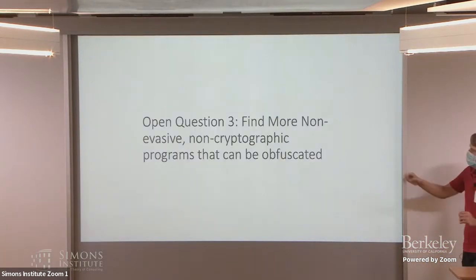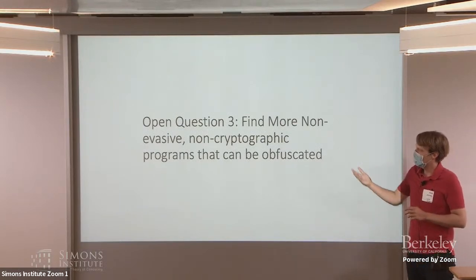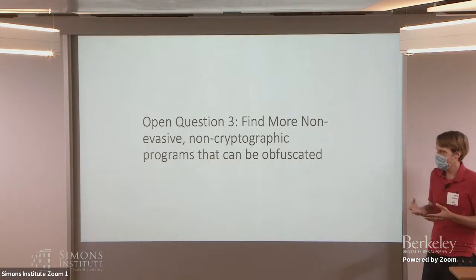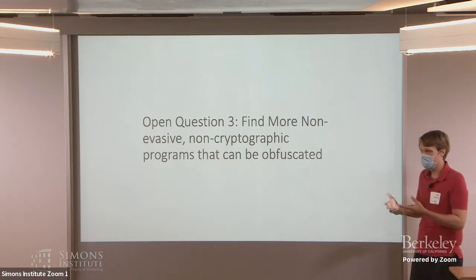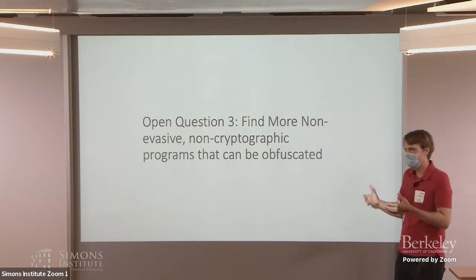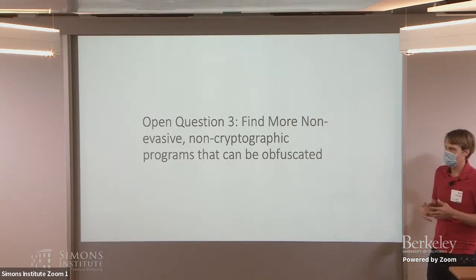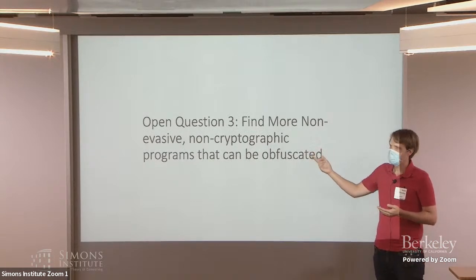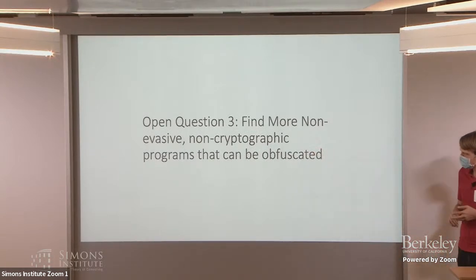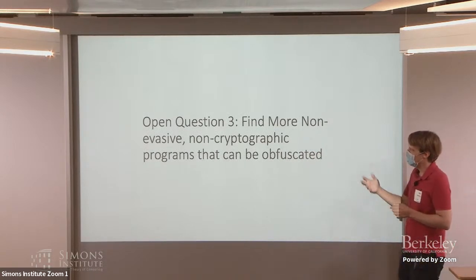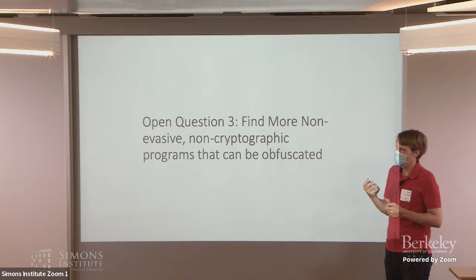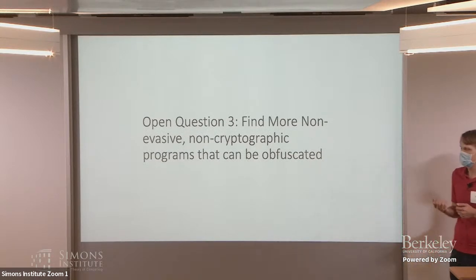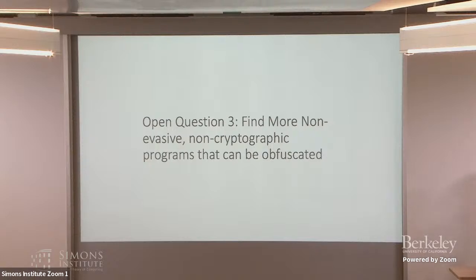And this leads me to the third open question. I feel like the non-evasive, non-cryptographic setting is, for the original motivation of obfuscation of protecting intellectual property, the setting that you're usually in. Whatever software I develop is probably non-evasive, otherwise it's not particularly useful, and it's probably not cryptographic in nature. So finding more ways to justify that you can securely obfuscate non-evasive, non-cryptographic programs is a pretty open-ended question, but a very interesting one from the perspective of understanding what you can obfuscate.